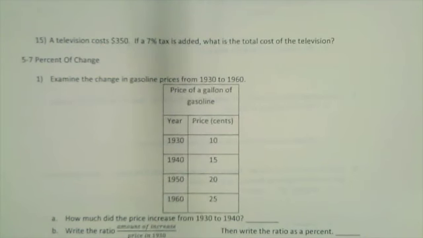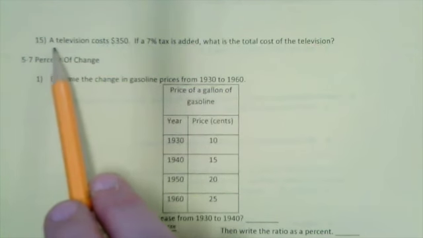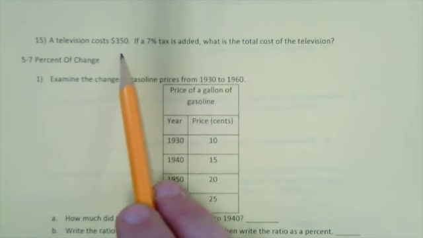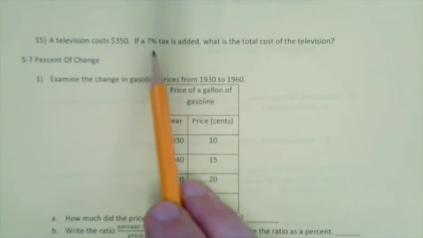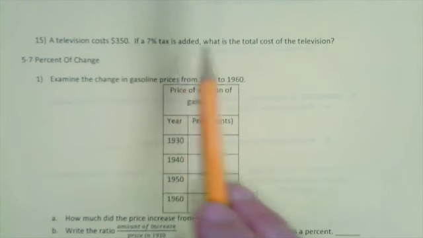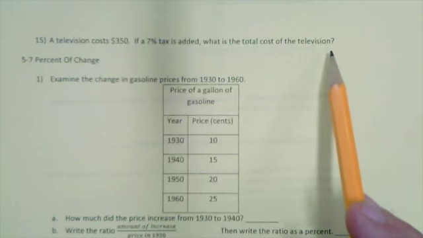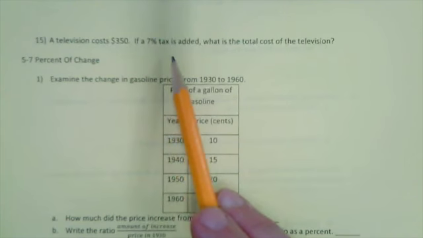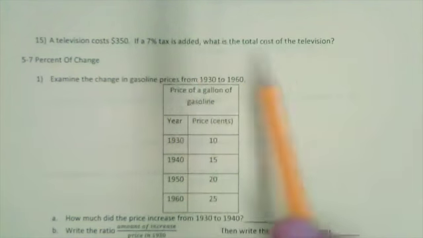And finally, one more problem for this particular section here on number 15. Let's say we have a television that costs $350. If we're going to add a 7% tax to it, what is the total cost of the television? Okay, it's one thing to find the actual tax. It's another thing to find the total cost.